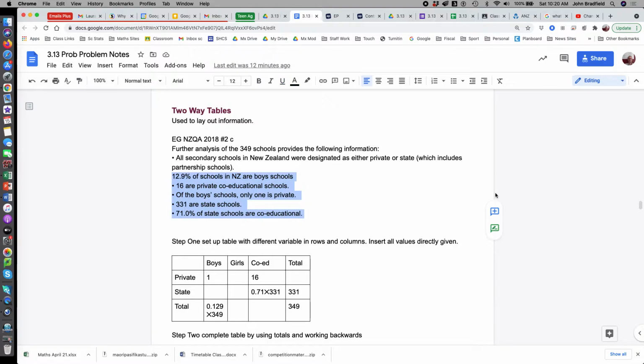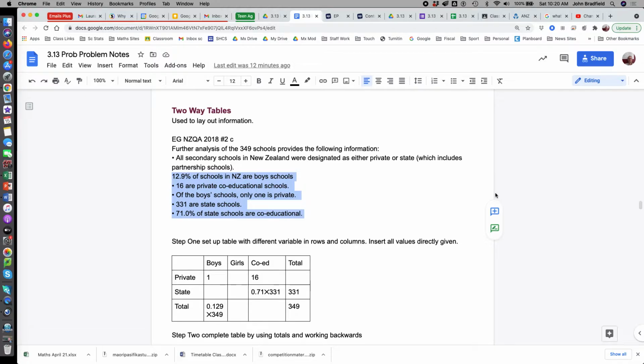And so we've got two issues. Are they state or private, and are they boys, girls, or co-ed? And we are working in numbers here, not probabilities. They can go either way, but we are using a bit of percentage. So we can put that 1 straight in and the 16. We've got two numbers, we can place them on our table.